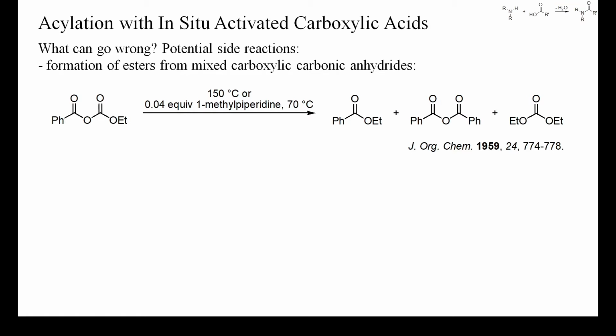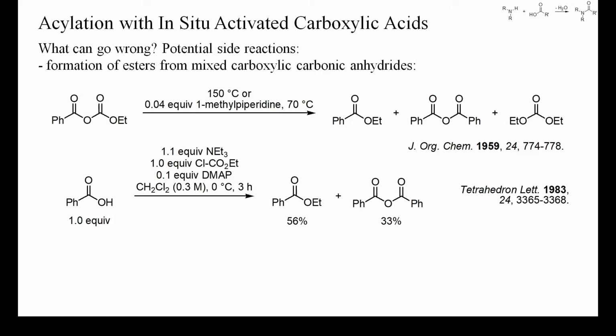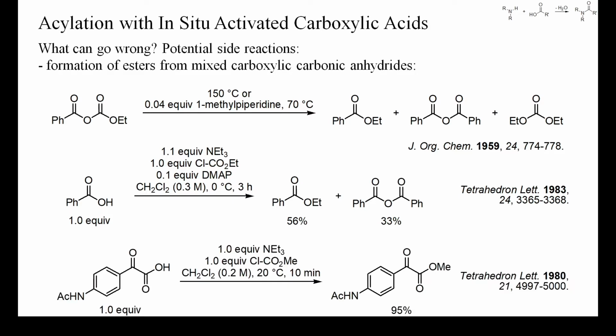The stability of mixed carbonic carboxylic anhydrides depends a lot on their precise structure, but most undergo decarboxylation at room temperature or when heated. Here, for example, decarboxylation required 150 degrees Celsius, but could be catalyzed by a tertiary amine. More nucleophilic amines, such as DMAP, however, can bring about this decarboxylation already at 0 degrees Celsius. Then, some particularly strong acids can form mixed carbonic anhydrides that already decarboxylate at room temperature, as in this example.